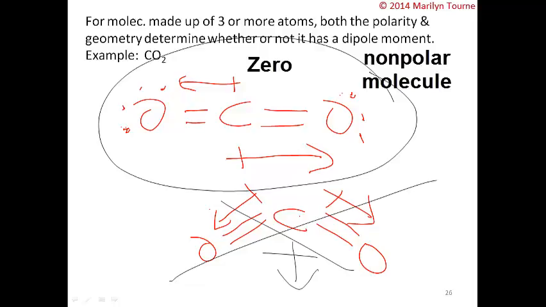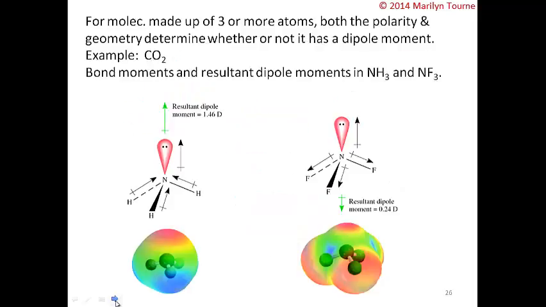So that electron shift is going to be exactly the same pull on both sides from that carbon. Here I'm showing you some more examples. I have ammonia, which we've seen before in the previous video, and you see that nitrogen, of course, has one lone pair and is bonded to 3 hydrogens.